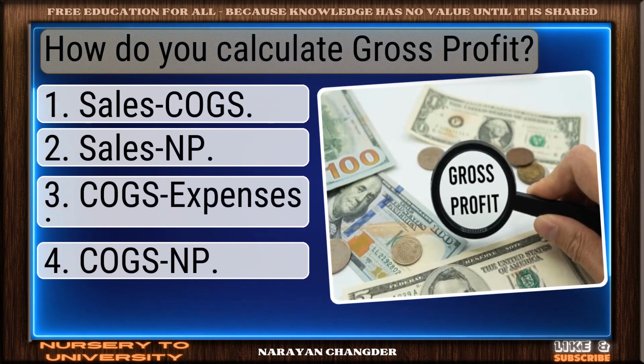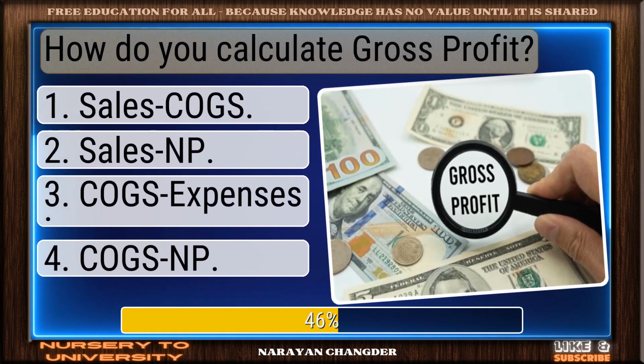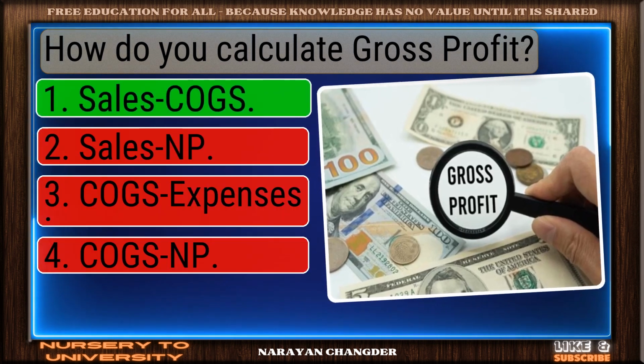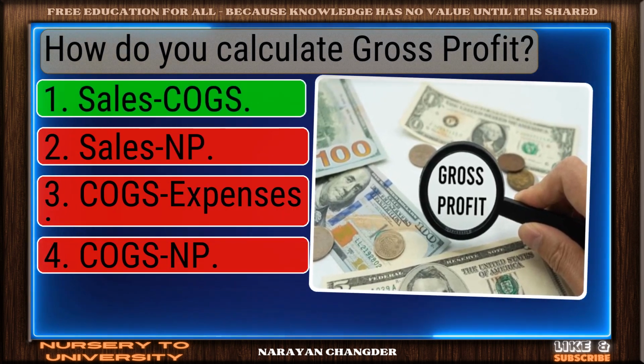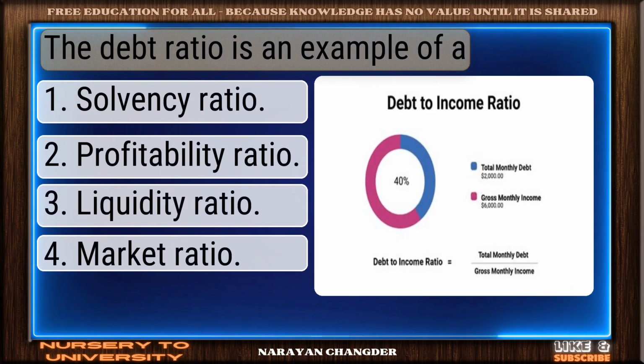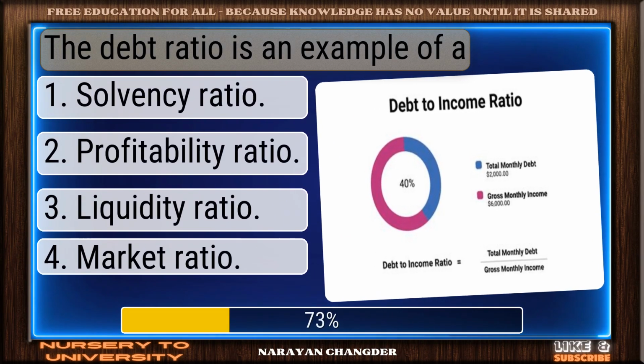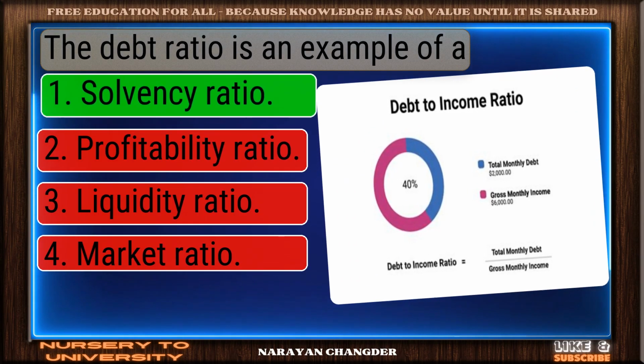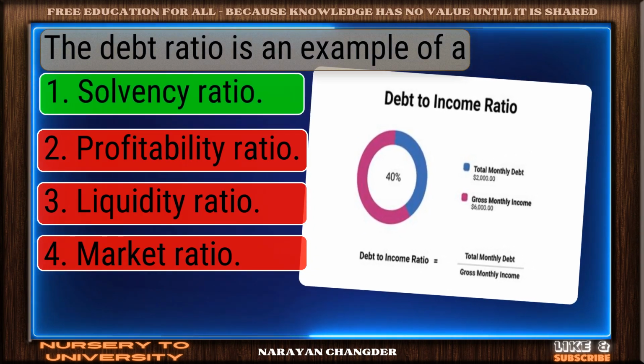How do you calculate gross profit? Excellent choice. Sales minus COGS is the right answer. The debt ratio is an example of a. Smart move. Solvency ratio is an accurate answer.